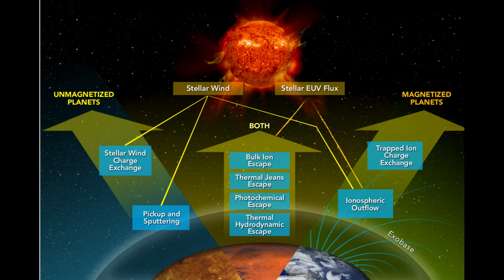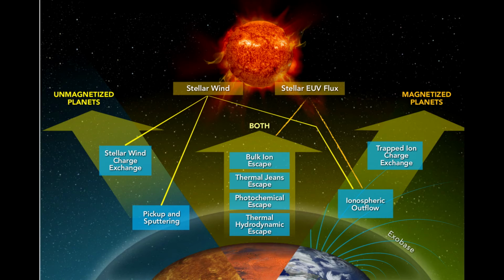In this figure, you see that we have two main sources of energy that will lead to the escape of atmosphere: the stellar wind and the stellar EUV XUV flux. And we have two main cases and a case that is basically in between. We have the case of unmagnetized planet, the case of magnetized planet, and the case of both, because some processes do not depend on the magnetic field.